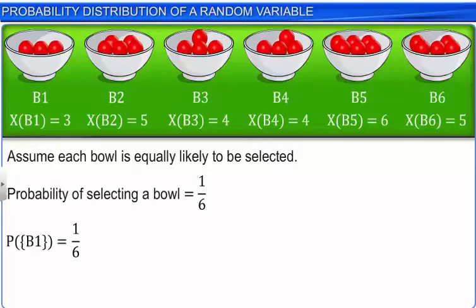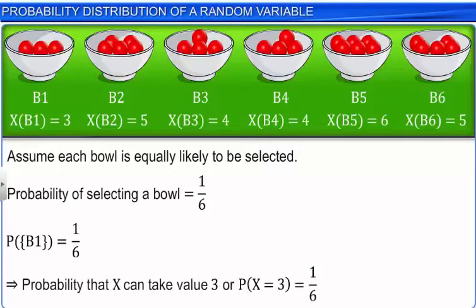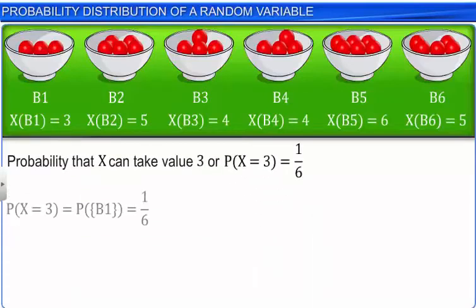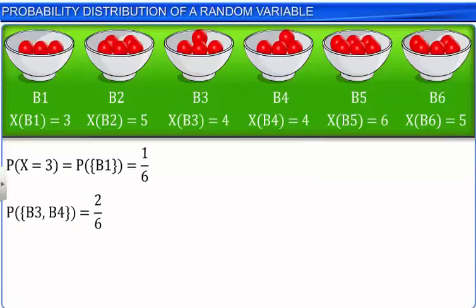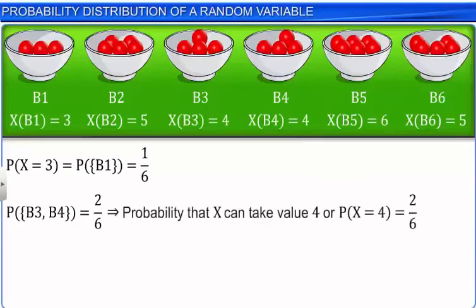Or the probability that X can take the value 3, or P of X equal to 3, is 1/6. The probability that X can take the value 3 is equal to the probability that a bowl with 3 marbles is selected, which is equal to 1/6. Similarly, the probability that bowl B3 or bowl B4 is selected is 2/6. This implies that the probability that X can take the value 4, or P of X equal to 4, is equal to 2/6.